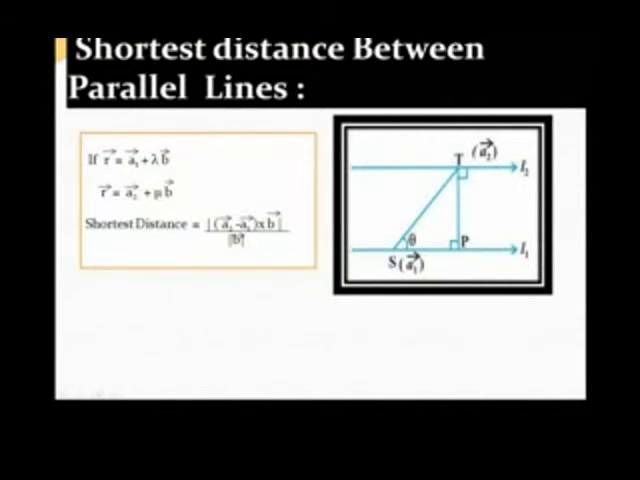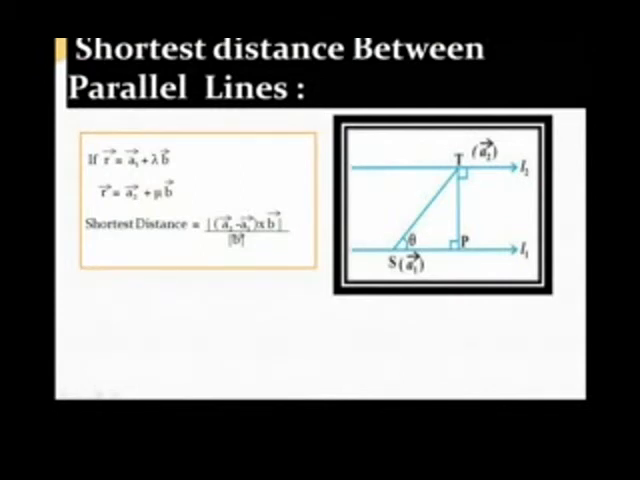Now let us say that the vector equation of the first line L1 is vector R equal to vector A1 plus lambda times vector B, and similarly the vector equation of this line is vector R equal to vector A2 plus mu times vector B. Now the shortest distance is equal to the modulus of vector A2 minus A1 cross vector B divided by the modulus of vector B. Thus we can say that the shortest distance is given by the formula modulus of A2 minus A1 cross vector B divided by modulus of vector B.